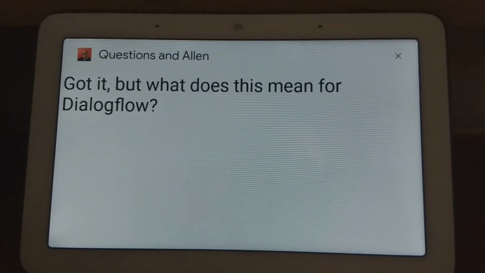Got it, but what does this mean for Dialogflow? So those of you who have used Dialogflow, you know that Dialogflow also provides a natural language understanding system. And this was the previous suggested way that you would be able to build actions with an NLU component already. Now, Dialogflow is not going anywhere. It's not going away. You're still able to build actions for it. But this gives us a whole new, and in some ways, easier and better way to develop actions for the Google Assistant.